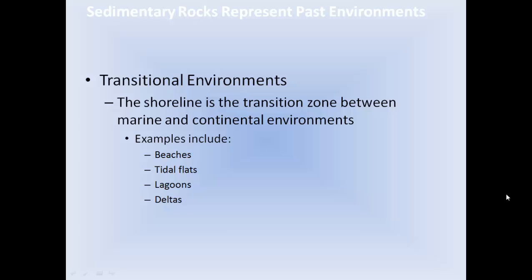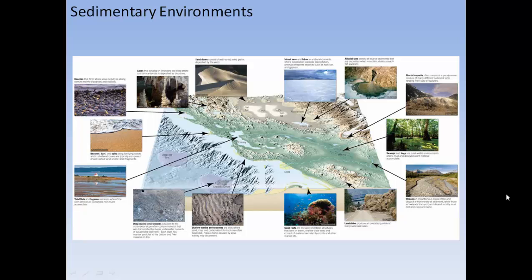Now, transitional environment. The shoreline is a transition zone between marine and continental. Examples are beaches, tidal flats, lagoons, and deltas. Here's just a diagram of where some of these environments are and what they look like. And it's probably also in your textbook for a closer study.